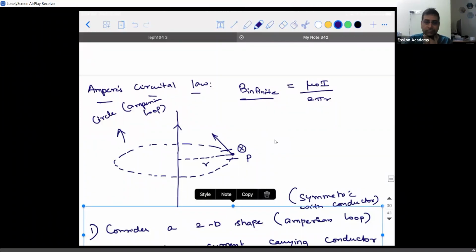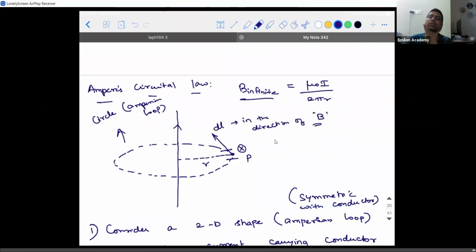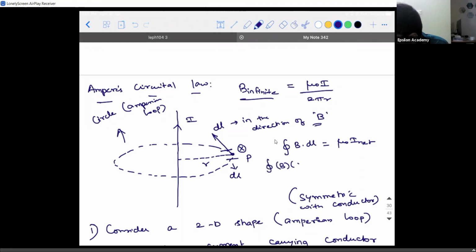Then what is the formula telling us? Then what are we supposed to do? The line integral of B dot dl is equal to mu naught into I net. So what is the net value of current that is flowing through this Amperian loop? How many current carrying conductors do we have? We have only one. And what is the total current carried by that conductor? It is I. So the line integral of B into dl into cos 0 degrees is equal to mu naught into I net. I net is nothing but I.